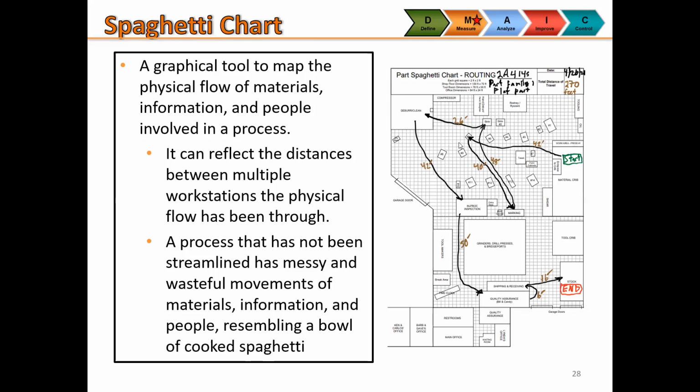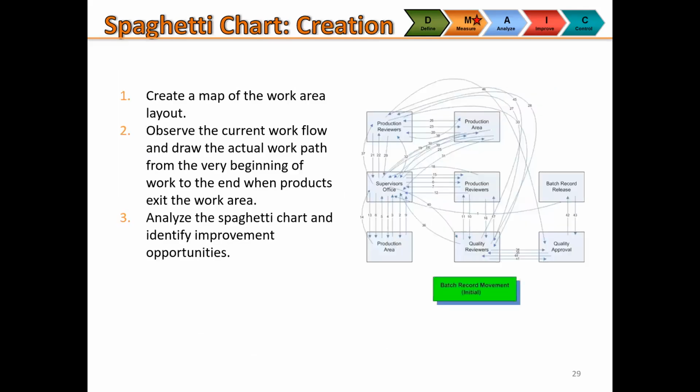there were a bunch of decisions made based on making the process visual in terms of how much movement there is. A lot of times they call it a spaghetti diagram because of what it looks like when it's all said and done. This is batch record movement. And then you analyze the chart.